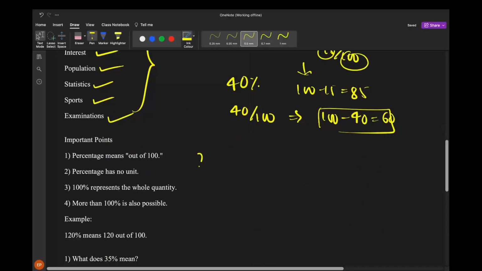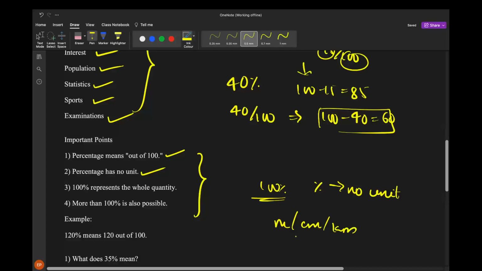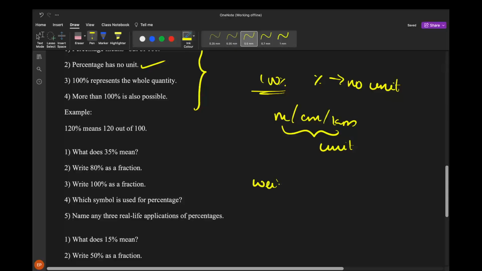And here are some important points. Percent means out of 100, as I told. Percent has no unit. No unit in the sense, suppose I take a distance, distance has a unit, which is meter, centimeter or kilometer, anything. These are called units. If I take weight, if anyone asks your weight, what will you tell? In kgs, right? 50 kg, 30 kg, 80 kg, like that. This kg is called the unit of weight.